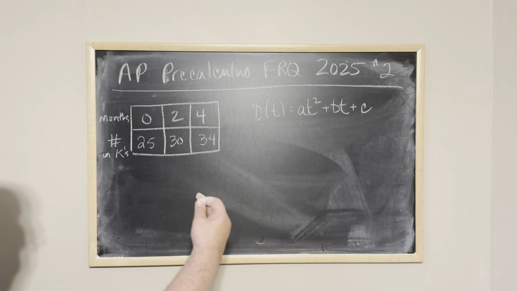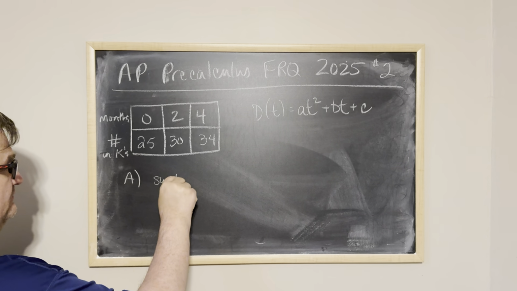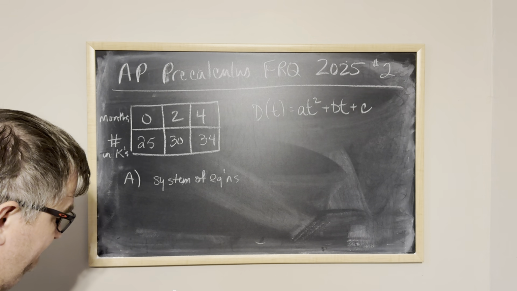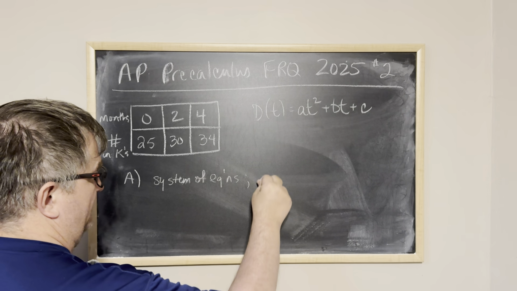The top row is months. The bottom is number of plays in thousands. And it can be modeled with this function. And then we are asked 6 questions about this function. And so it can be broken down this way. A is a system of equations, and then solving.